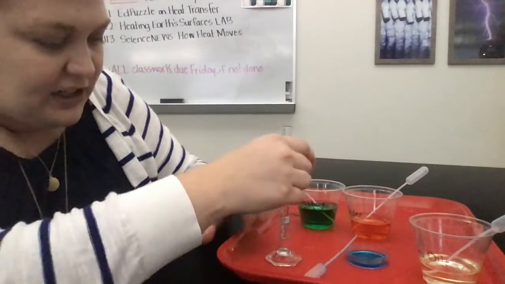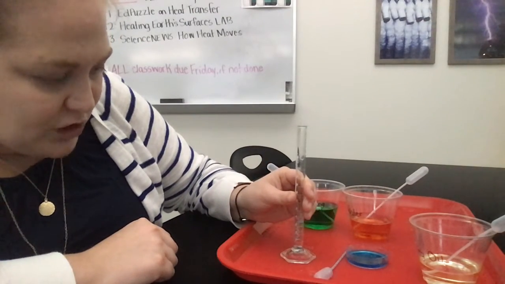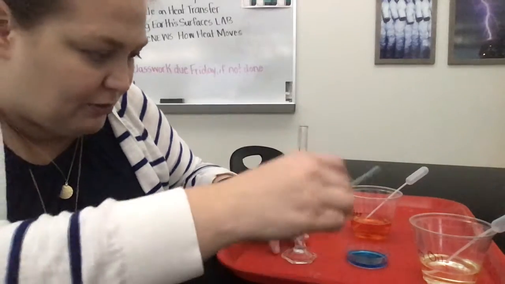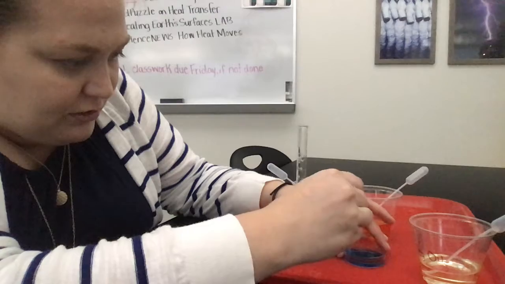Okay, so I think that that's going to be it for our Dawn dish soap. I'm kind of letting it run down the side here. I'm trying to get it up to that 0.5 milliliter mark. Actually, we might need a little bit more.